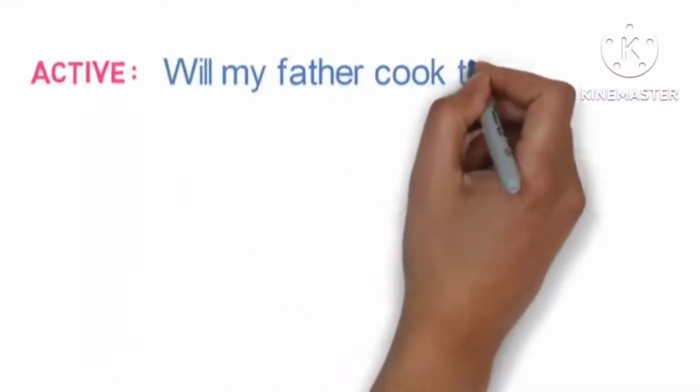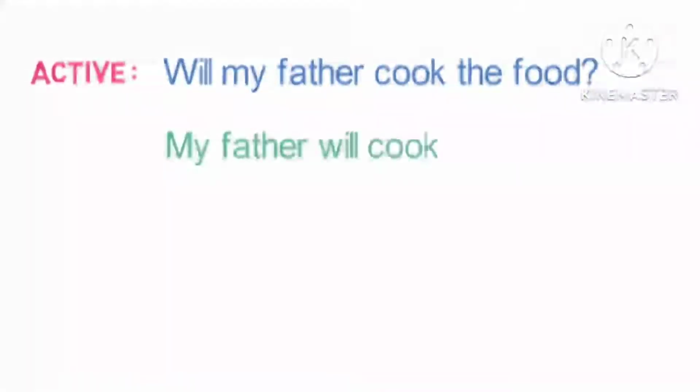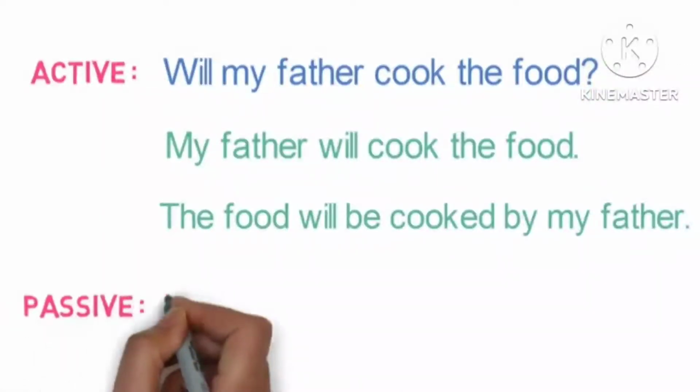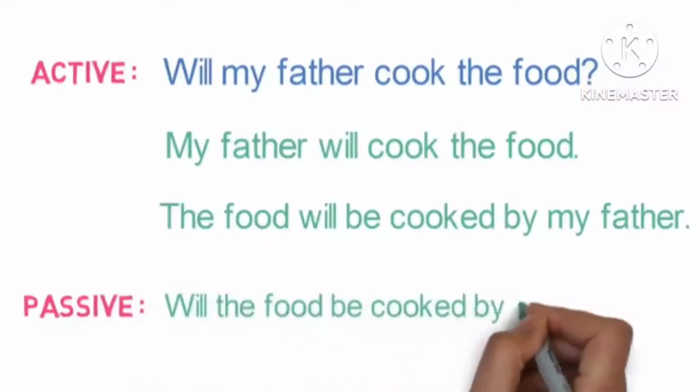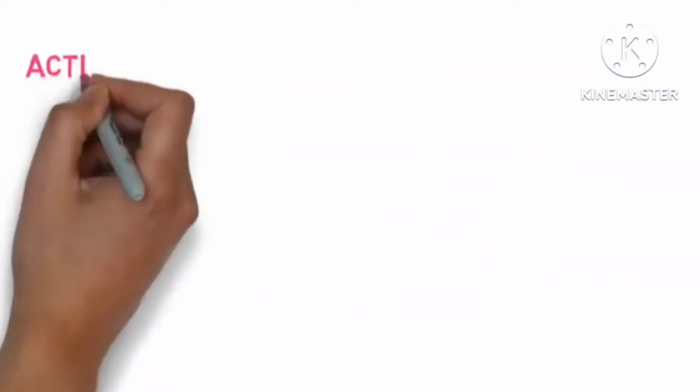Will my father cook the food? Converting it to assertive sentence, it becomes my father will cook the food. Applying the next 5 steps, the sentence becomes the food will be cooked by my father. Finally, converting it back to interrogative sentence, it becomes will the food be cooked by my father? Let's look into the last example.